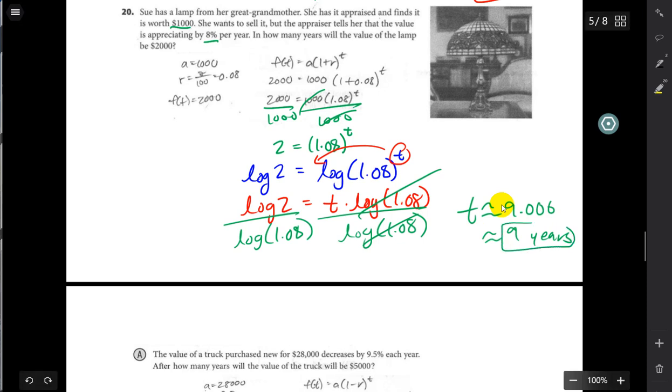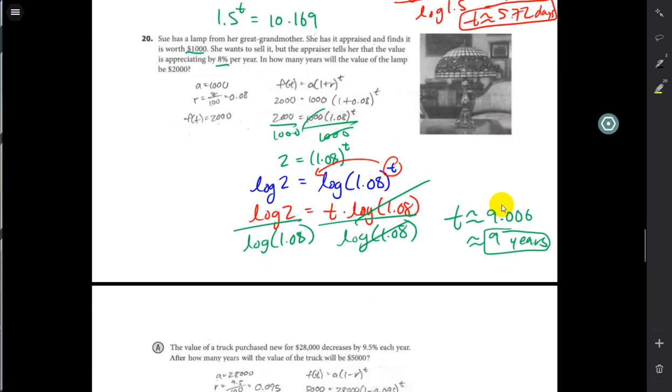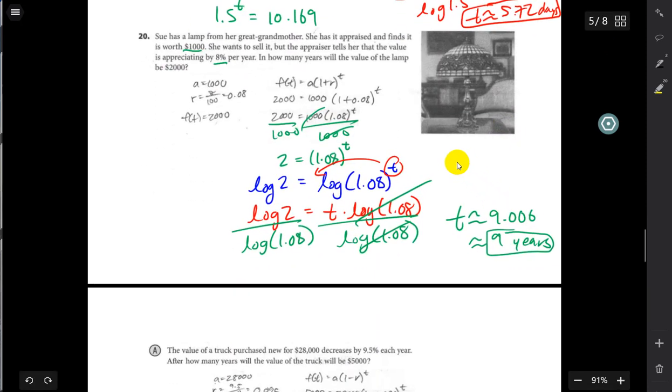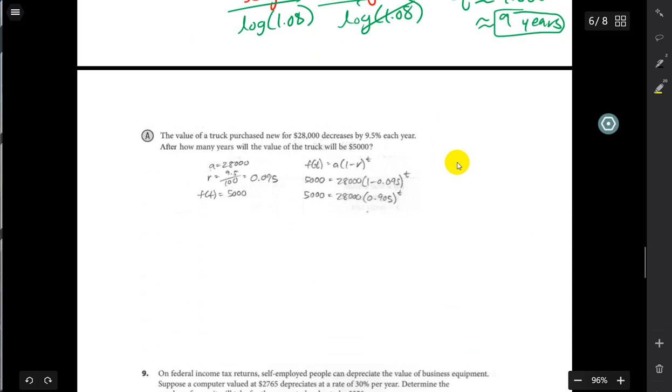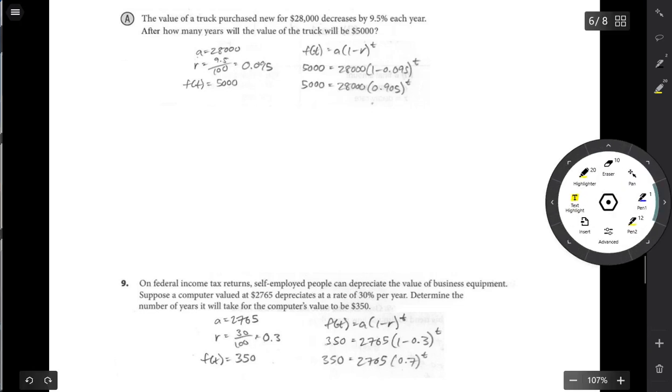So now you see the power of math. We can actually solve this without having to graph it. I'm going to show you 2 more problems, and that's it. All right, let's go over these last 2 problems.